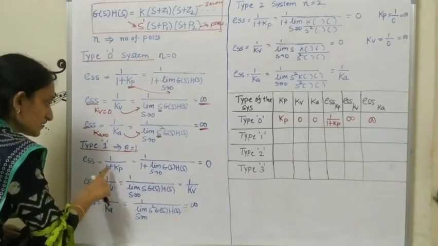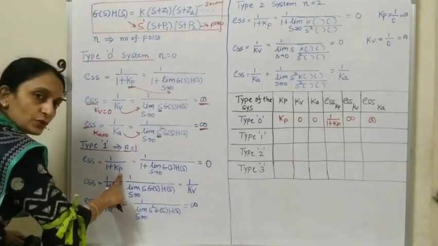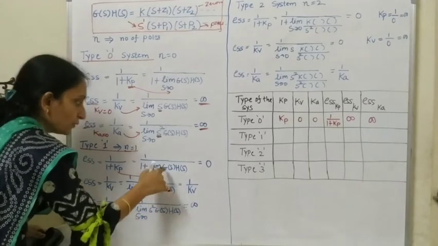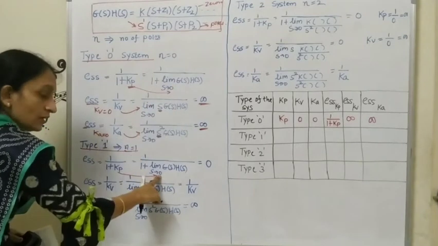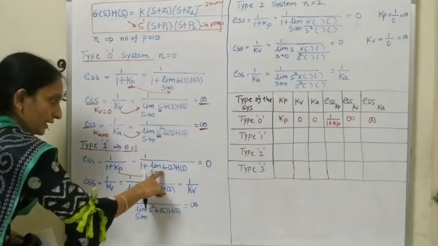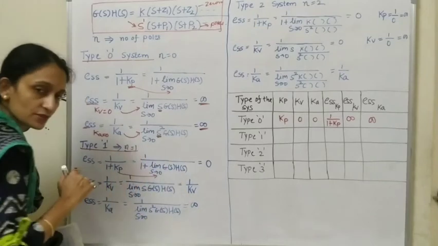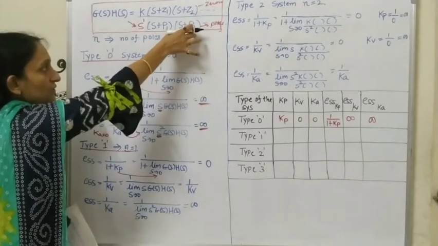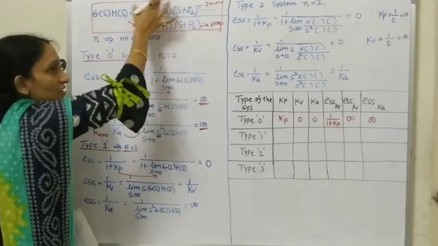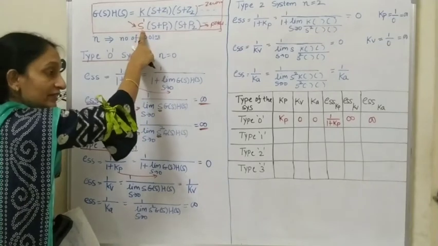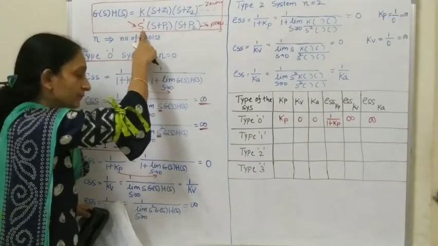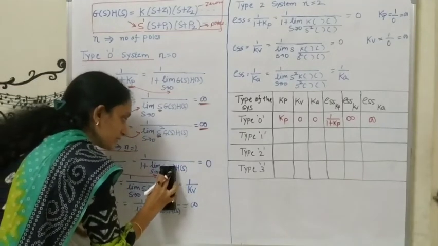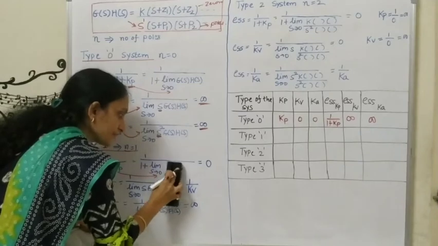So look at this, ESS is equal to 1 upon 1 plus Kp. Here we have replaced Kp with its formula, so 1 upon 1 plus limit s tends to 0 of G(s)H(s). Now I will substitute the value of G(s)H(s). So what is the value of G(s)H(s)? Look at this, this is G(s)H(s), but there is a term s in the denominator of the transfer function. So what will be there? See here, suppose I replace this G(s)H(s).